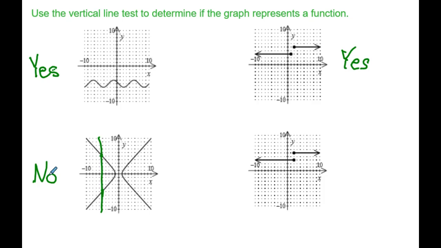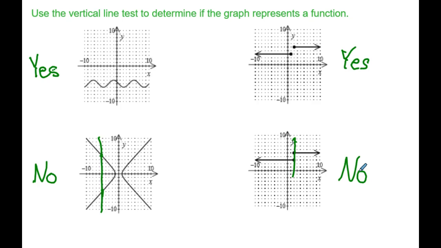And then the fourth one, this is very similar to the second one, except we have an overlap of the graph. If I construct a vertical line, that is going to intersect the graph at 2 points. So for the single input of x equals 2, we have two different outputs, so that would be no.